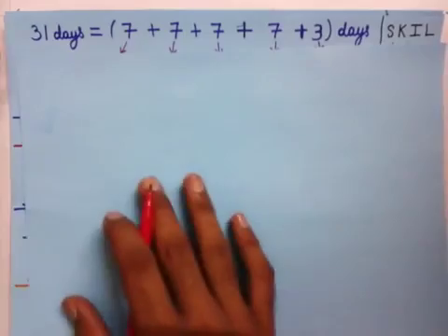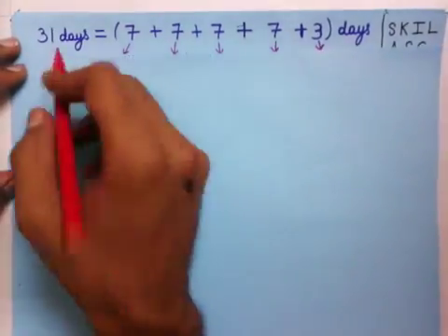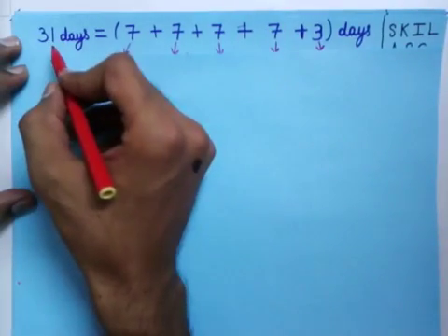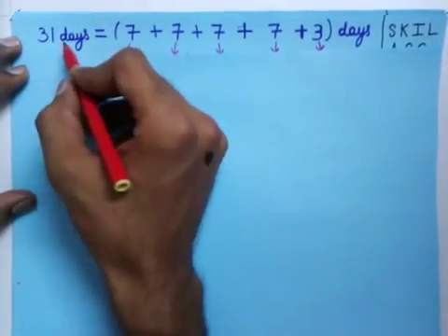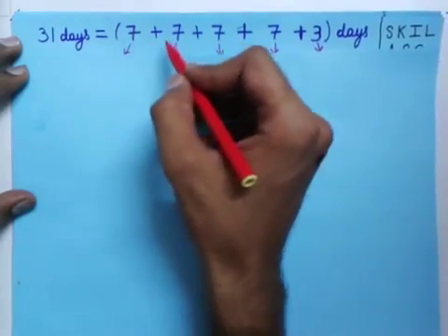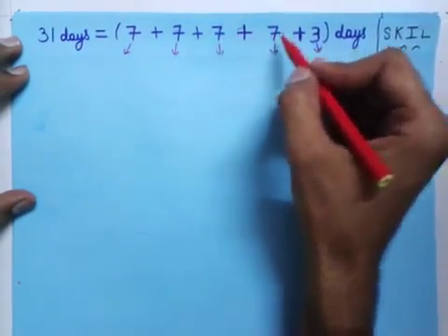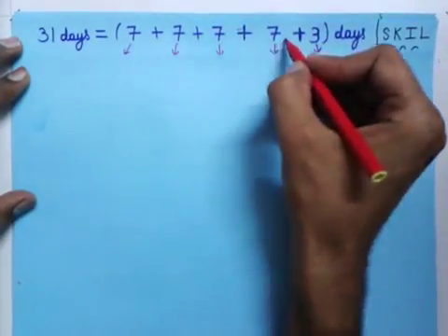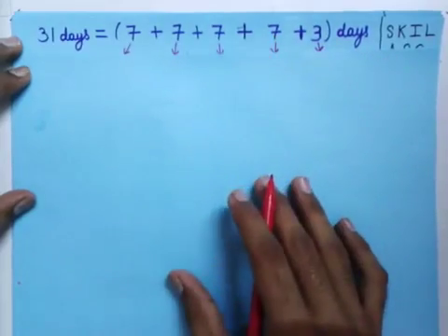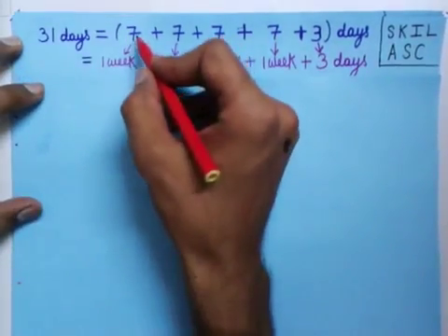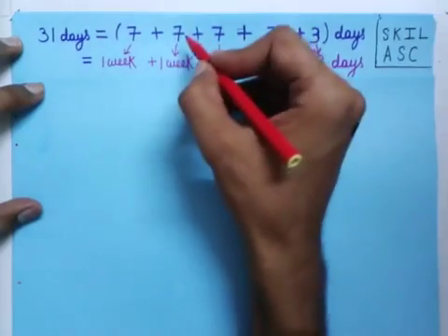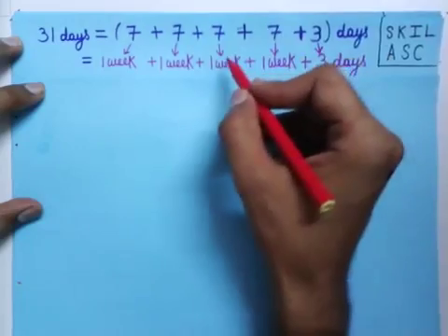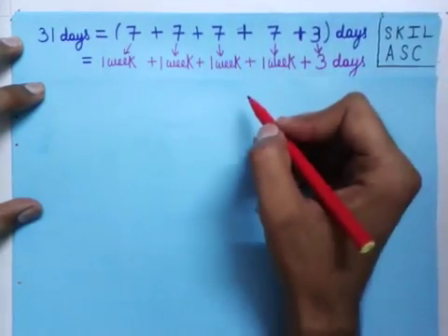Now we see another example. Suppose we have 31 days and we need to find the number of odd days in these 31 days. We can write these 31 days as 7 days plus 7 days plus 7 days plus 7 days plus 3 days. Now each of these 7 days makes 1 week. This 7 days makes 1 week. These 7 days make 1 week. And similarly, these 7 days make 1 week each.